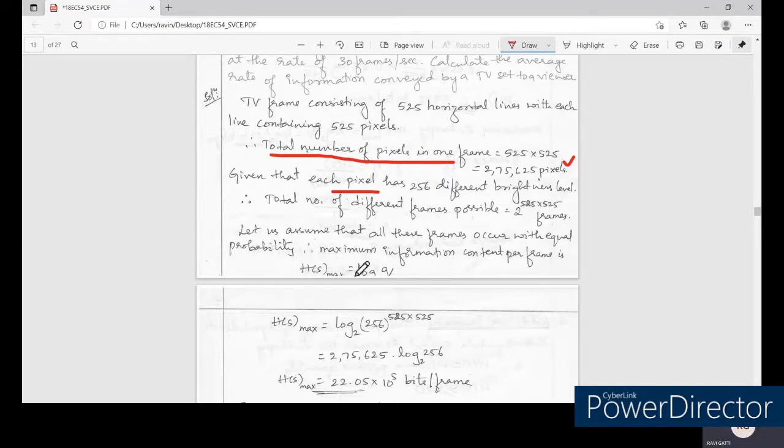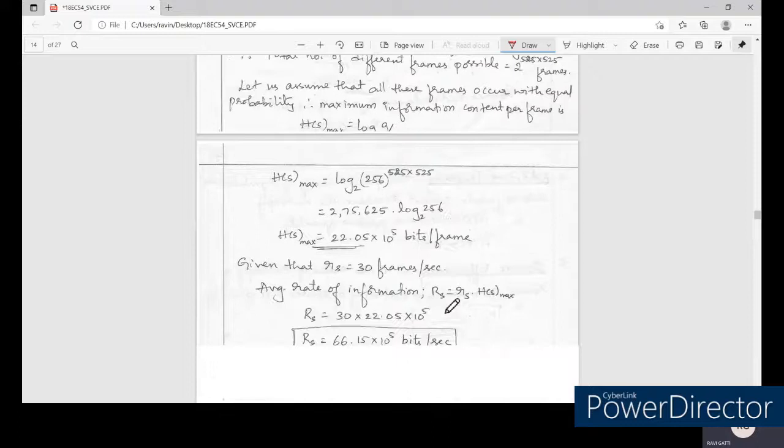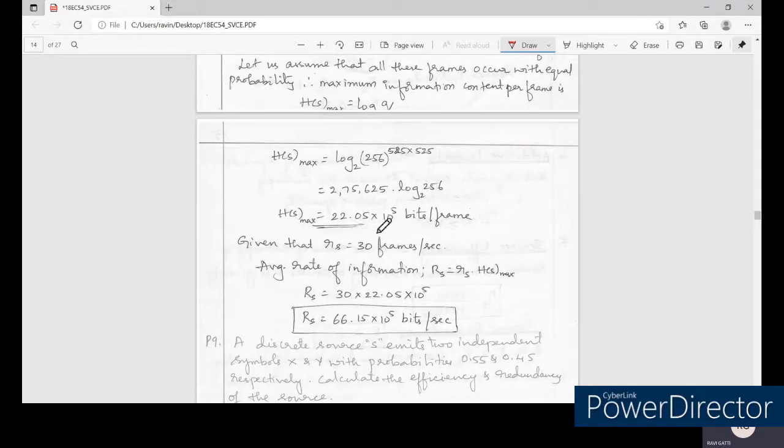So H max is nothing but log of q to the base 2. The maximum entropy which is conveyed by the TV is given by log of the total number of elements we have. So we have 2 to the power of 256 into 256. If I substitute that, we'll be getting 2,75,625 into log of 256 to the base 2. So we will be getting the maximum entropy 22.05 into 10 power 5 bits per frame.